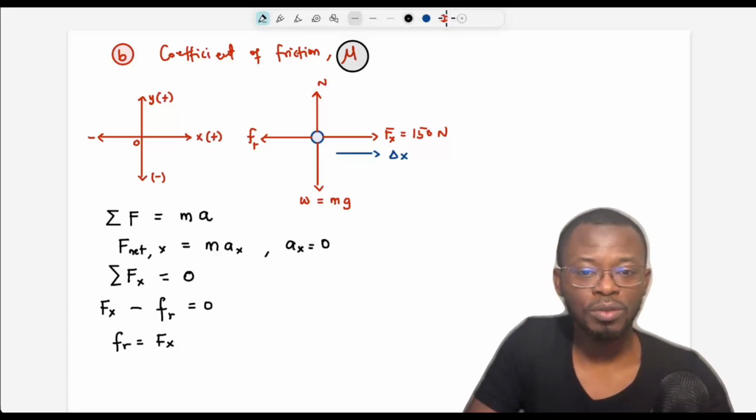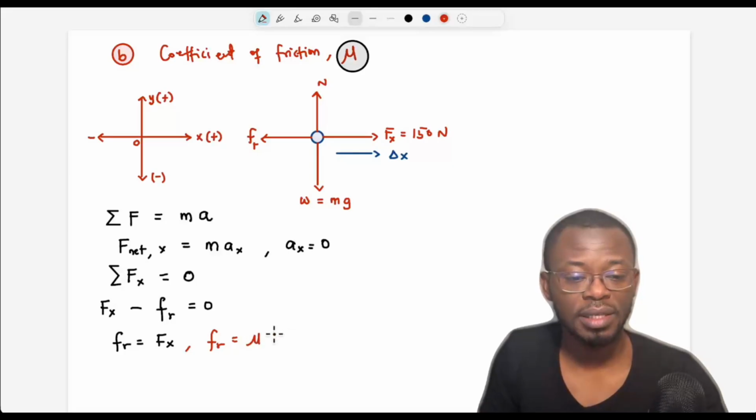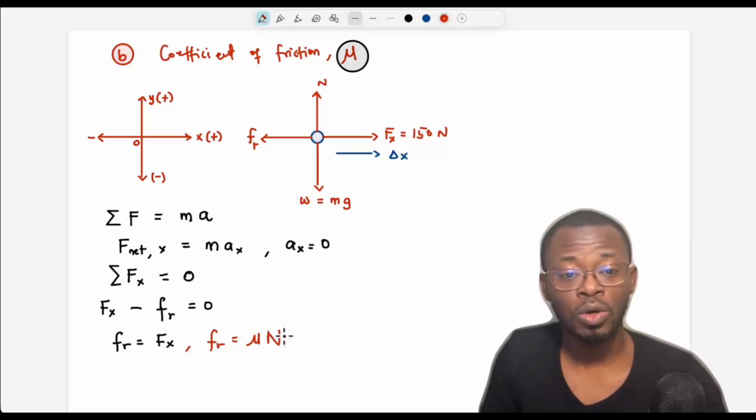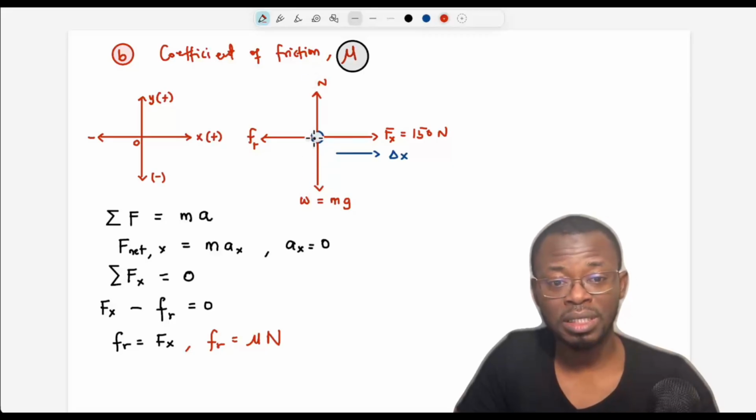But we have to remember that the friction force is nothing but the coefficient of friction times the normal force. How do we know the normal force? We need to do Newton's second law along the vertical direction, because the normal force is one of the vertical forces acting on this crate.